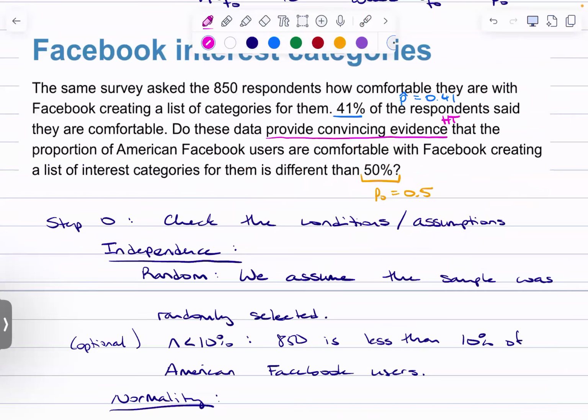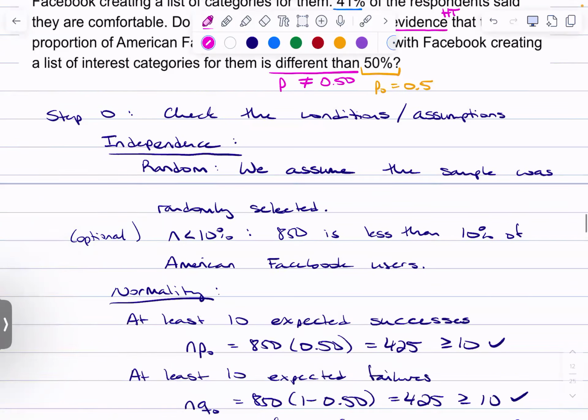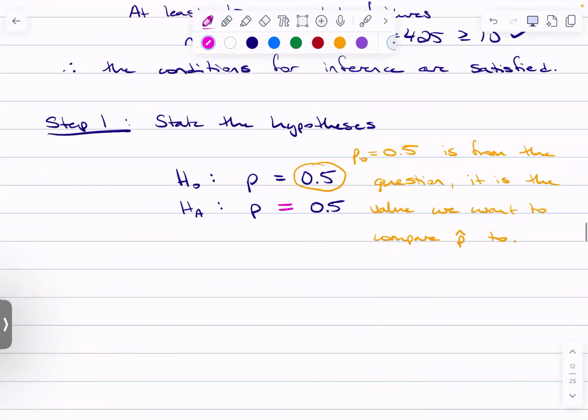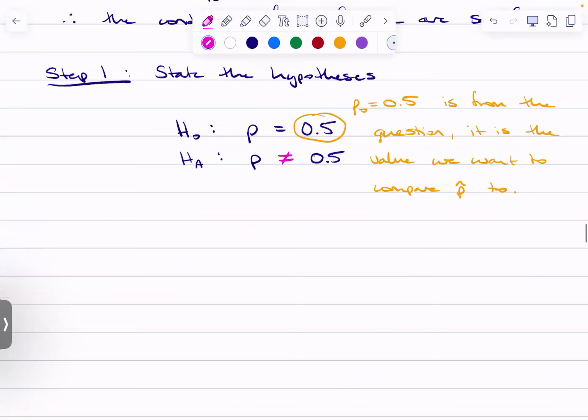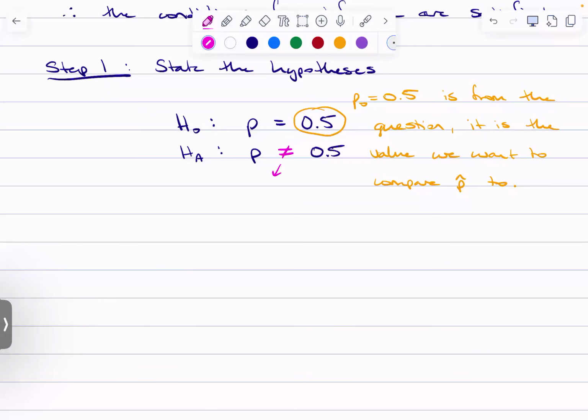Now here it is different than 50%. What that's going to tell us is, well, if it's different, then P is not equal to 0.5. Right? And so that's how we get our alternative hypothesis, not equal to. Okay. The sign depends on the question.